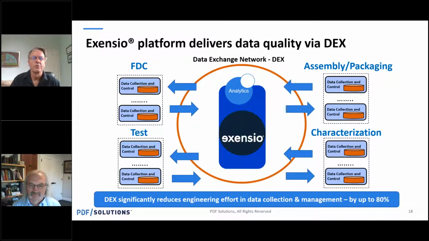The key part of that future is that we need to be able to share data, as we've mentioned before, across the supply chain between assembly and test and wafer fab and board assembly and so forth. But to do that, we need a secure and high quality data exchange network, which allows bidirectional data exchange. The Exensio platform includes a component called DEX, which is its mission in life, as shown here. We also anticipate that DEX will interface to the blockchain chain of custody systems as they emerge.